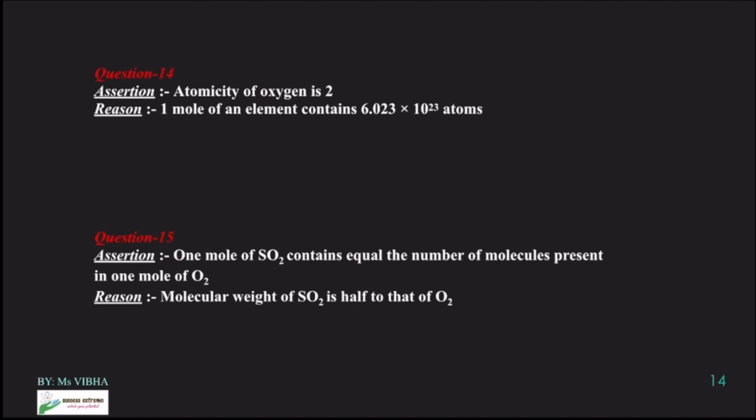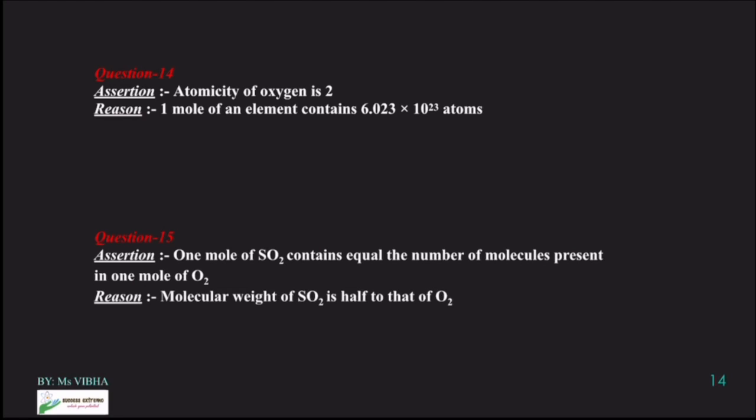Question number 14 says that the atomicity of oxygen is 2. Yes, we know that oxygen is O2 and the atomicity is 2. The reason statement says that 1 mole of an element contains 6.023 × 10^23 atoms. This statement is also true. We'll add "because" in between: the atomicity of oxygen is 2 because 1 mole of an element contains 6.023 × 10^23 atoms. No, this is not the correct reason for the assertion. So the option is B.